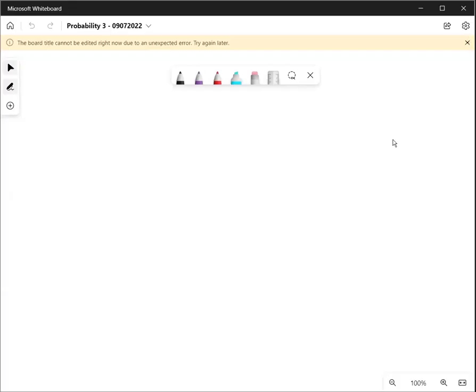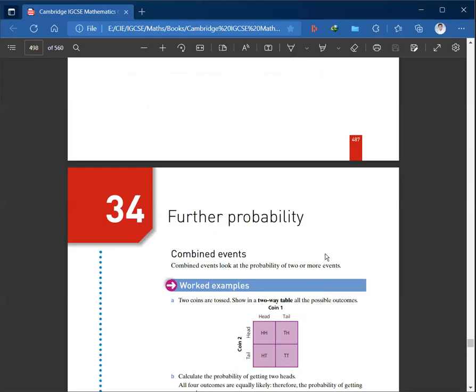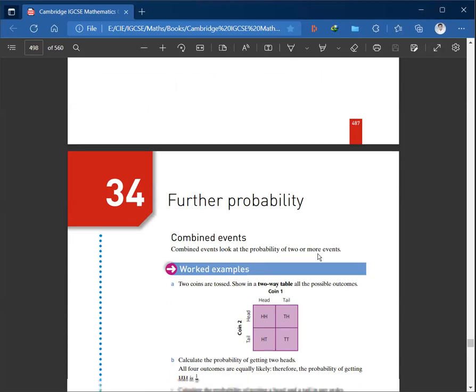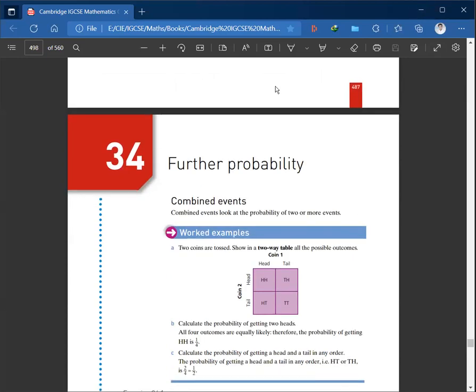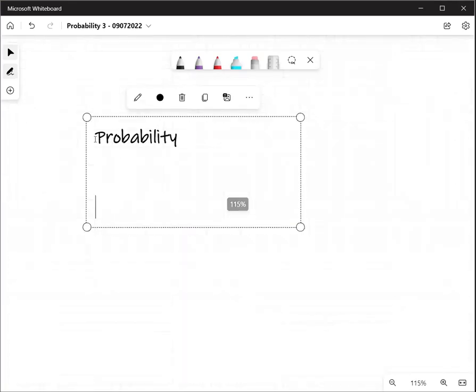We're studying IGCSE mathematics and we're starting probability 3. Today we're learning all about probability. In the book we're starting further probability. This is the chapter, if you can see the book. Chapter 34, further probability, the last chapter. Now in this chapter we're studying all about further probability.